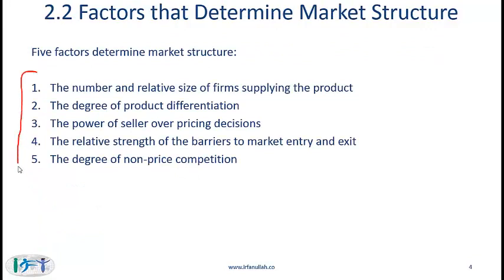These are the factors which determine market structure, and I'll read these out for you. Number 1, the number and relative size of firms supplying the product. Number 2, the degree of product differentiation. Number 3, the power of seller over pricing decisions. In other words, pricing power of the seller. Number 4, the relative strength of the barriers to market entry and exit. And finally, the degree of non-price competition. Here note that we are talking about non-price competition because in all markets there will be some price-related competition.